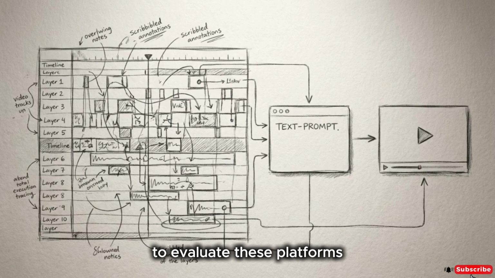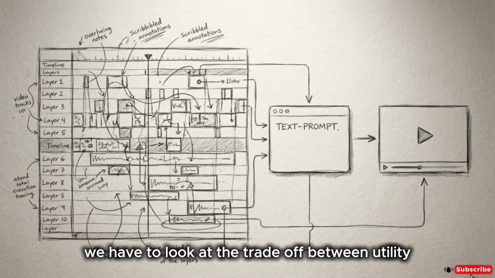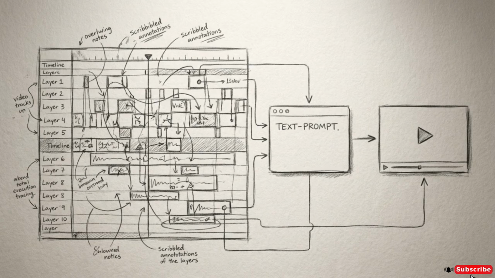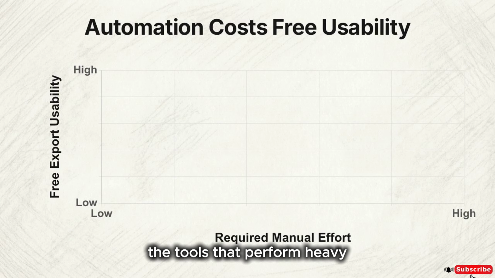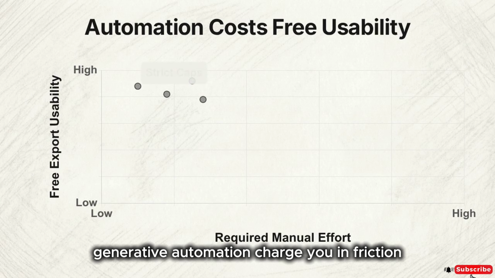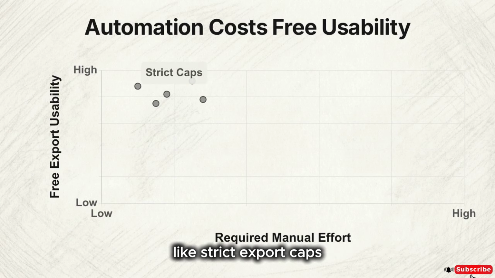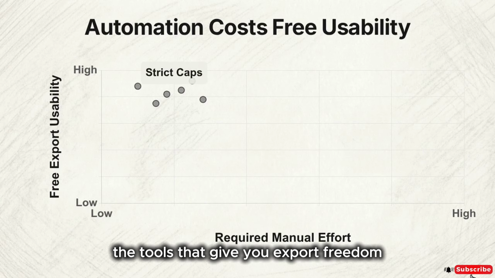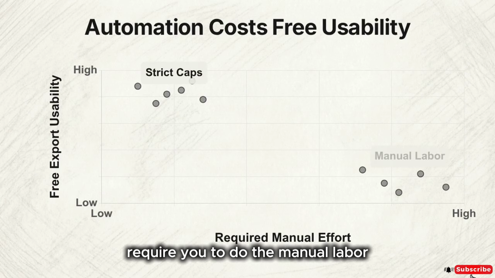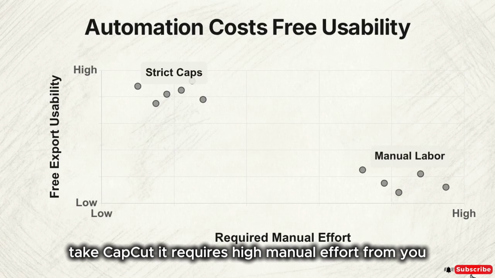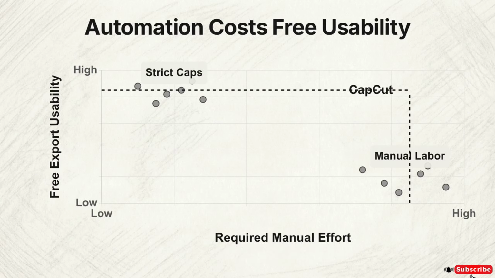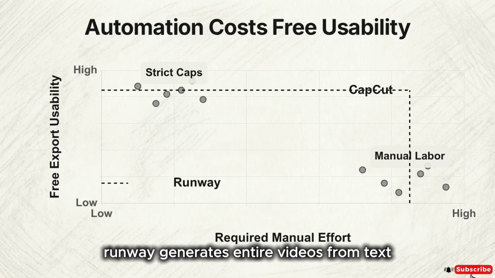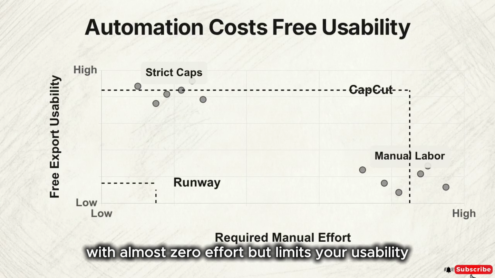To evaluate these platforms, we have to look at the trade-off between utility and friction. This chart shows how AI pricing works in practice. The tools that perform heavy generative automation charge you in friction, like strict export caps. The tools that give you export freedom require you to do the manual labor. Take CapCut. It requires high manual effort from you, but offers high usability for free. On the other end, Runway generates entire videos from text with almost zero effort, but limits your usability.